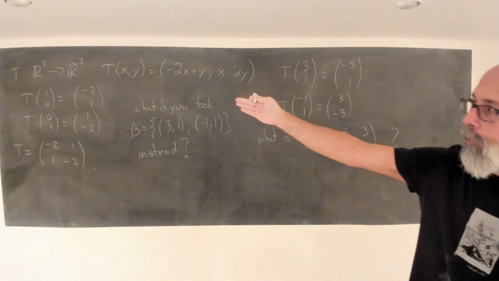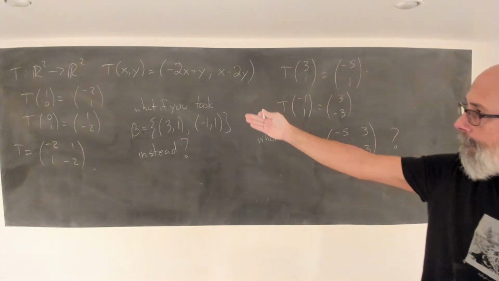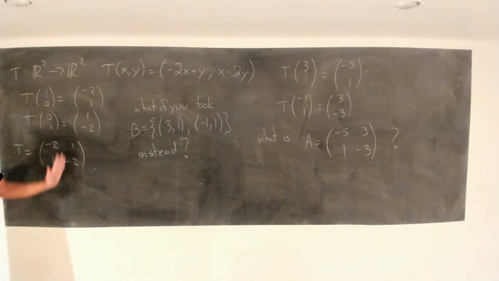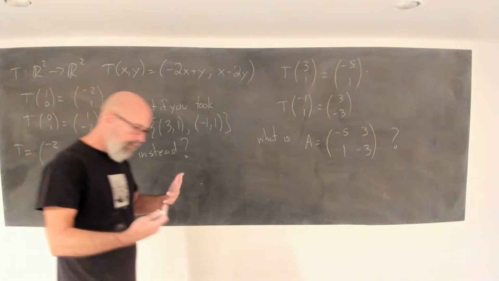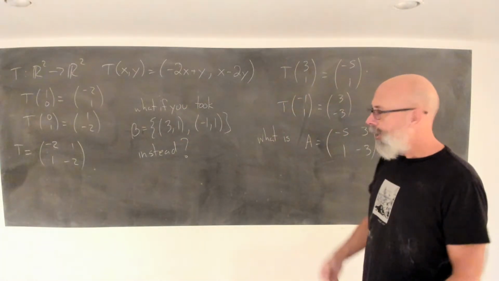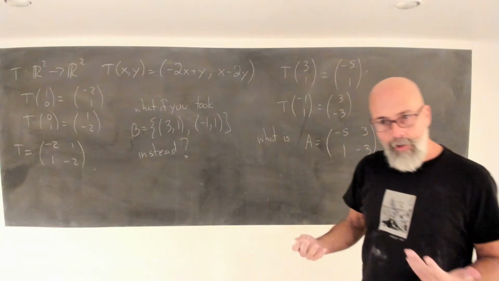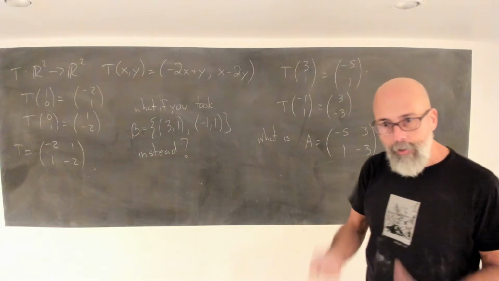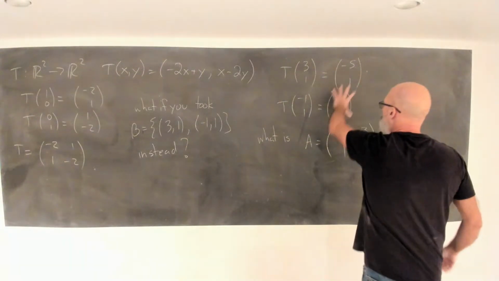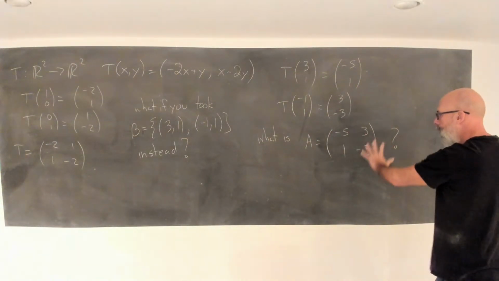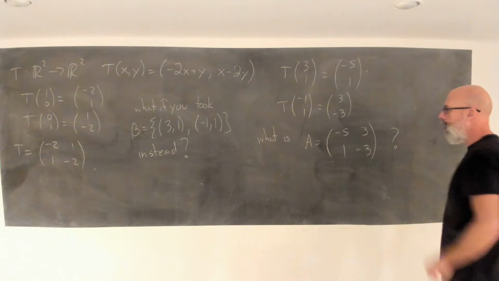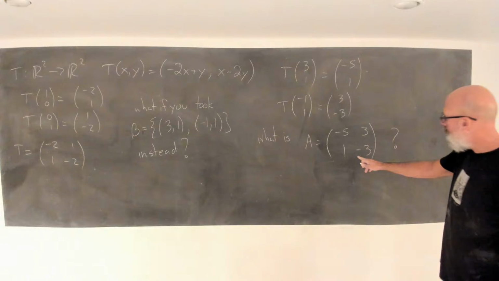Right? Like we did with the standard basis. T of 1, 0 was this. T of 0, 1 is that. We use those to build a matrix representation. If you know how T behaves on a basis, you know everything about your linear transformation. This is a basis. We know how T behaves on that. We know everything about the matrix, about the linear transformation. But what is this? What is this business?